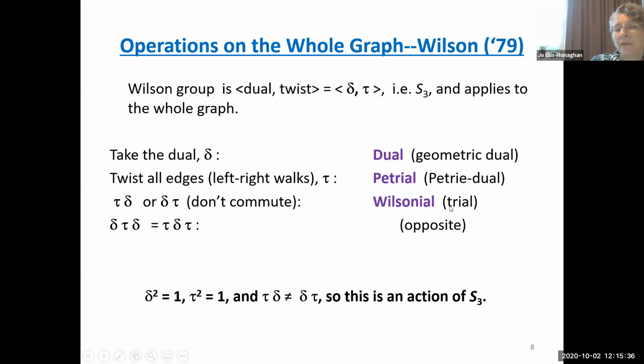So these two elements, the twist dual and the dual twist, these operations of order 3, those are called the Wilsonials, and they're trials. Then the other element of order 2 is called the opposite for whatever reason, and it's what you get if you take the dual, twist, and take the dual, or equivalently twist, take the dual, and then twist. So we now have this action of taking duals, taking Petrie duals, taking trials of embedded graphs.